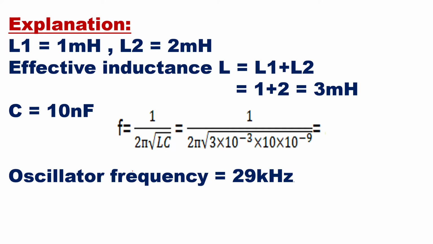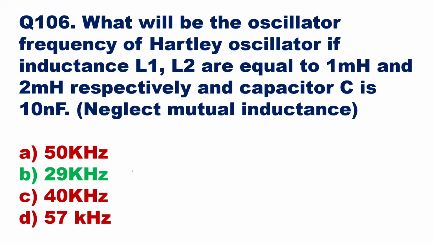So you can take it as 1 by 2 pi under root 3 into 10 to the power of minus 3 into 10 into 10 to the power of minus 9. If you calculate this, you will get the oscillator frequency as 29 kilohertz. So option B will be the right answer. That is, 29 kilohertz is the oscillation frequency of the above given values Hartley oscillator.